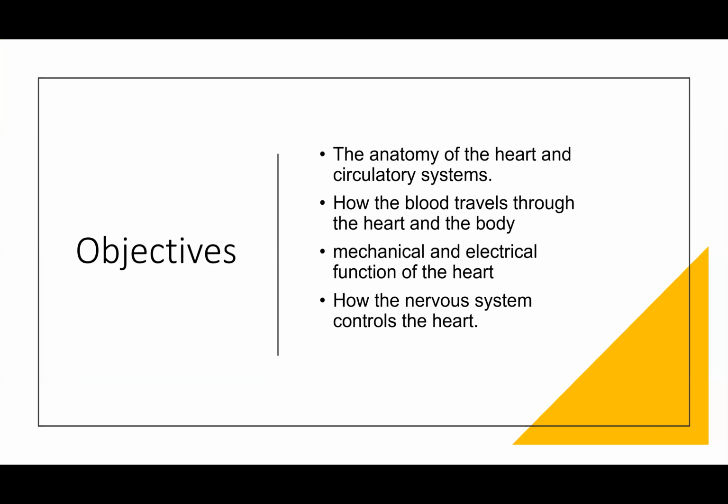So, we should be learning the four objectives, including basic anatomy of the heart and the circulatory system, how the blood travels through the heart and the body, the differences between the mechanical and electrical functioning of the heart, and then we can wrap things up with how the nervous system actually impacts the pacing of our heart.